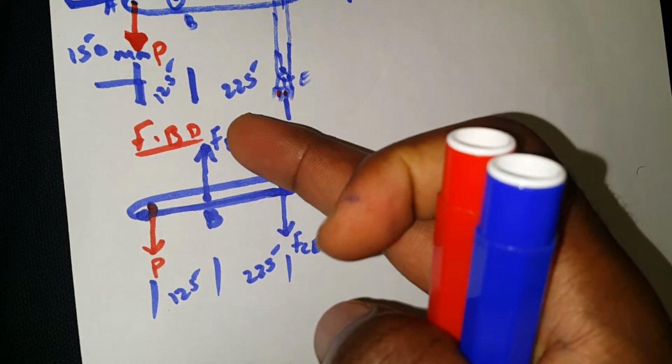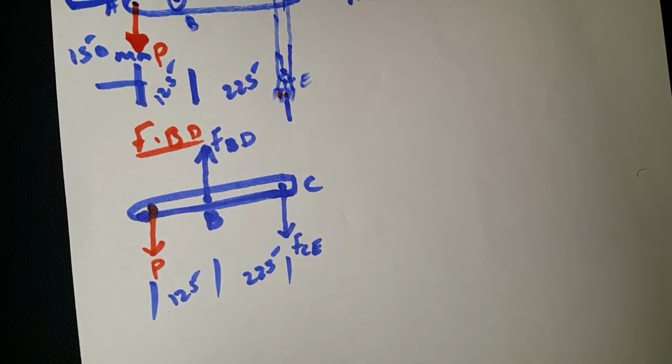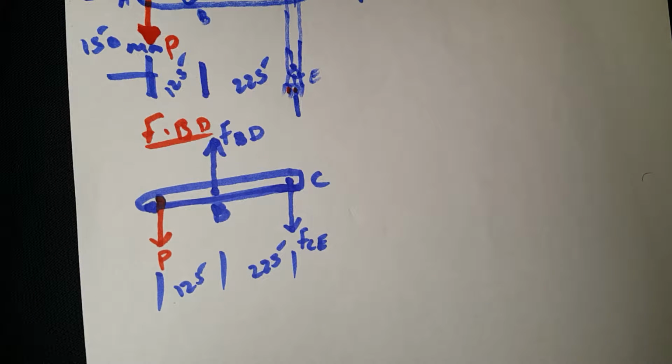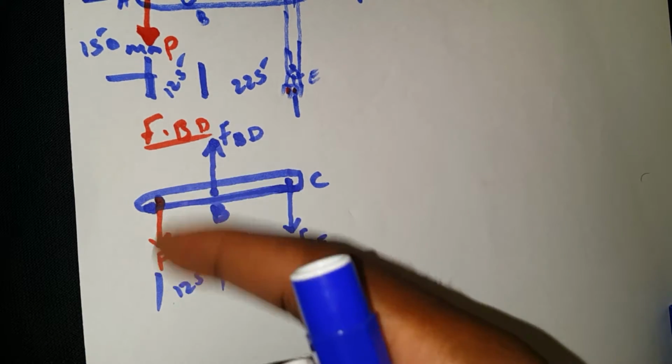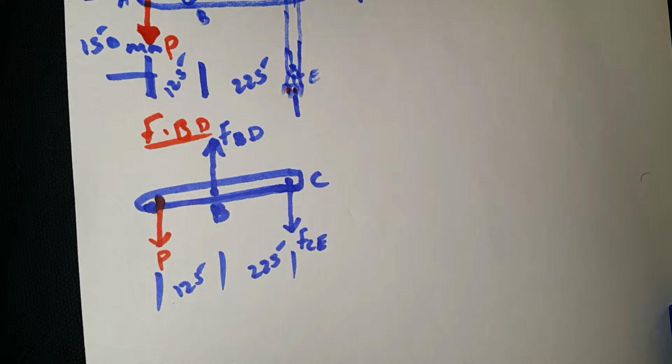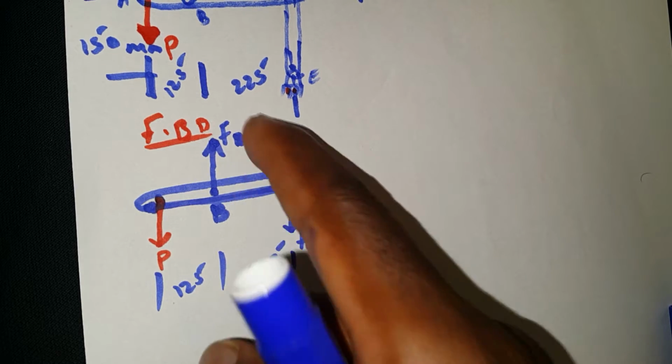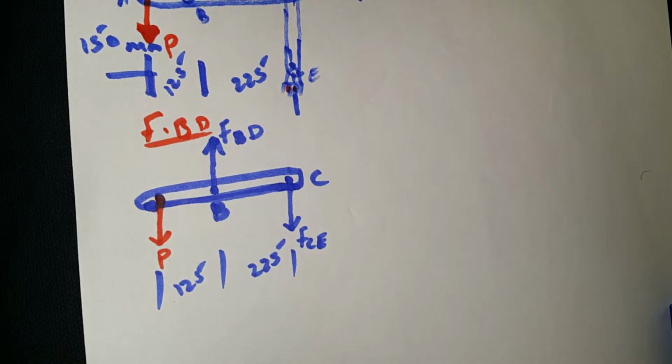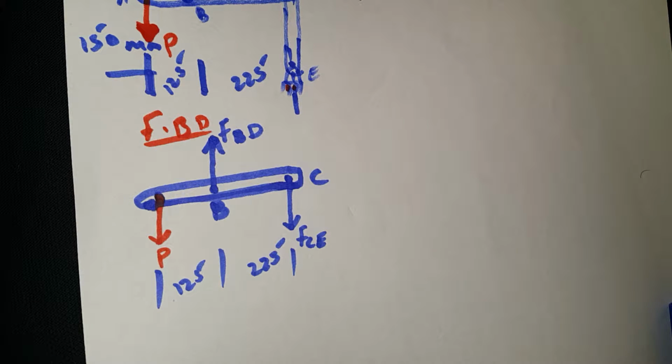Okay, this force and this force. So now let's start. Let's take a moment. Some of them will write f of x, f of y. No, go straight to the point. When you don't know any of this, just take a moment. Okay, we say from here, moment, summation of moment at a point.